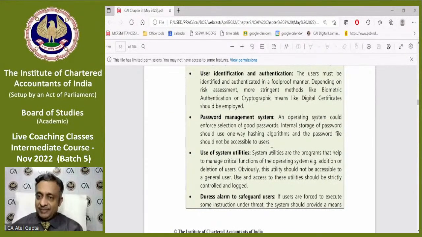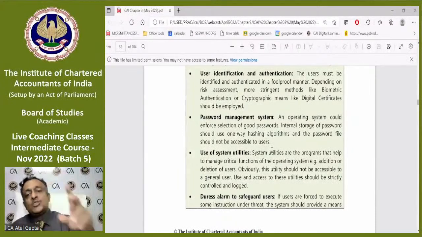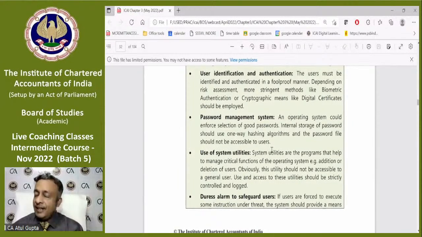When you type a password, does the system display the password? No, it displays dots or asterisks. That is because you have a password management system that keeps passwords in encrypted form. Because if the passwords are not in encrypted form, and any person is able to hack into your system, that individual will gain access to all the passwords that are there in your system. Password management system.